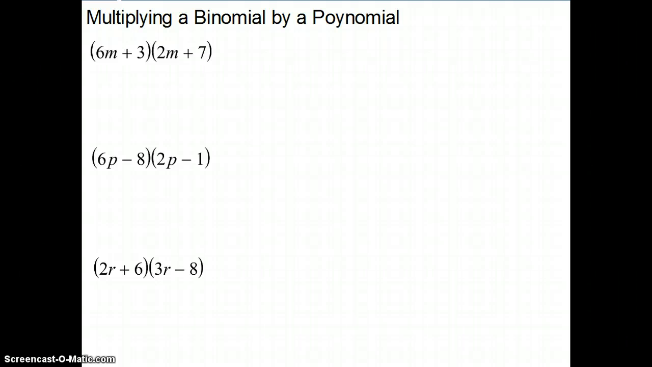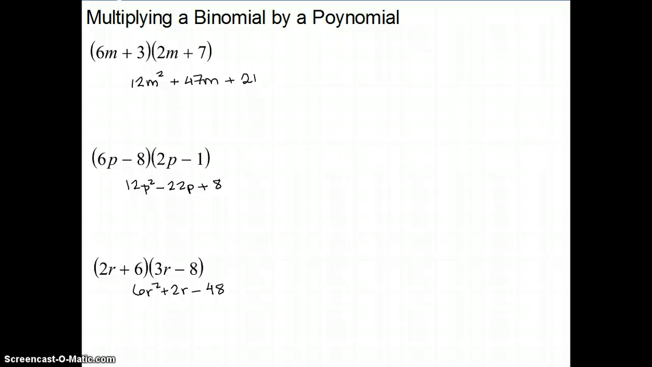Please take a moment to pause the video and try these next three on your own. For the first, you should have 12m squared plus 47m plus 21. For the second, 12p squared minus 22p plus 8. And for the third, 6r squared plus 2r minus 48.